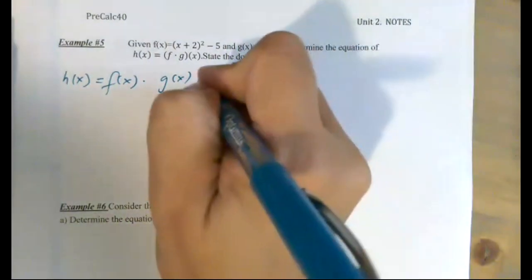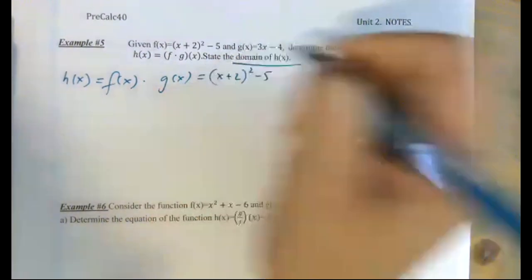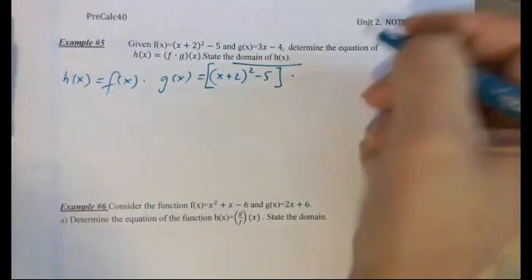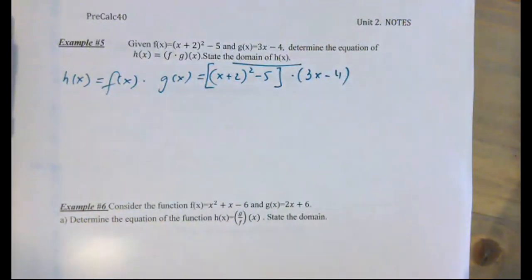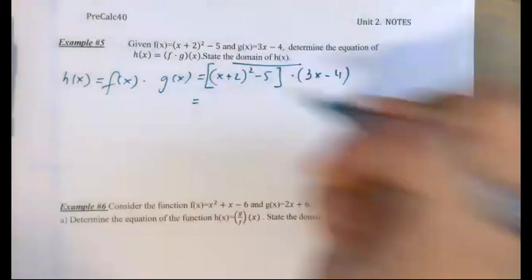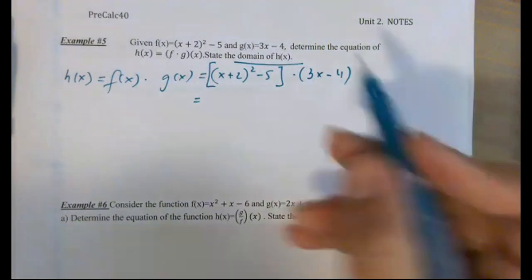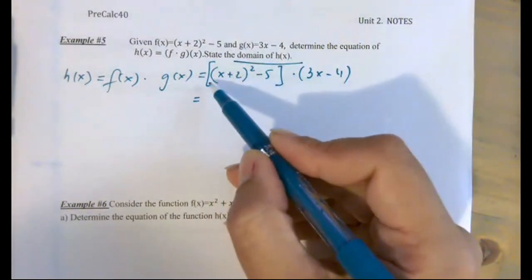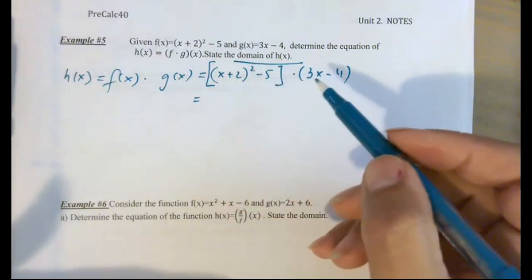F of x is (x plus 2) squared minus 5. Let me put an extra set of brackets because I'm going to times it by 3x minus 4. This is very algebraic, so we're going to have to do quite a bit of work before we get to the final equation. So first, the squaring. This is already written in standard form, for example, for graphing purposes. We don't need it. We just need the actual equation.